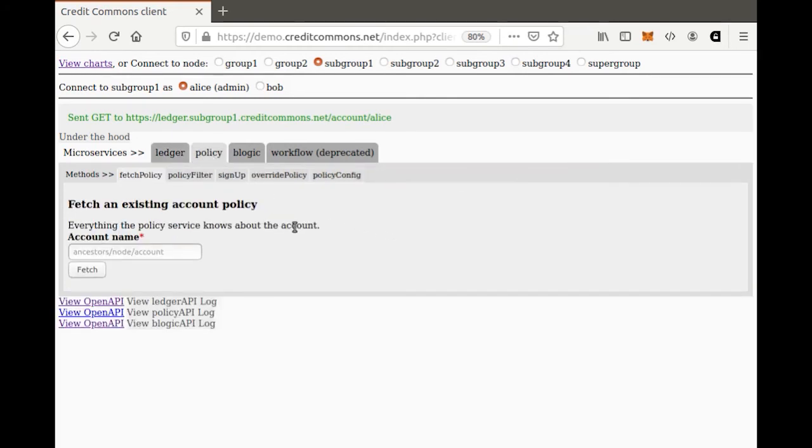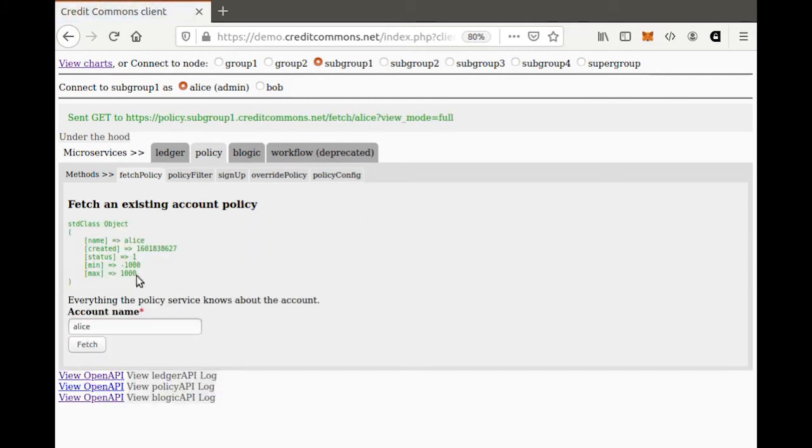Looking at the policy service, and of course you might not want to implement this as it is, you might want to build your own, because the policy service contains the list of valid accounts and also the balance limits for each account. So here we can look at Alice's account. We could see the minimum and maximum balance there. But otherwise, there's very little data kept about any of the individual users. So it's not intended to be a full social networking platform, but just an accounting service for a platform.